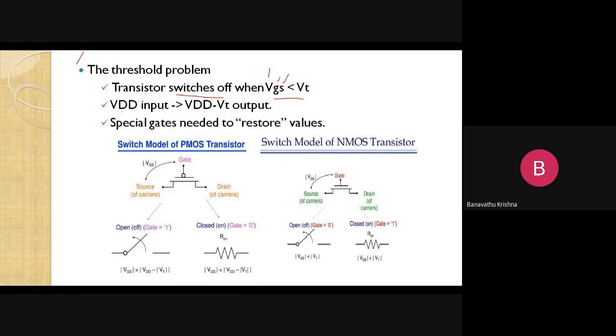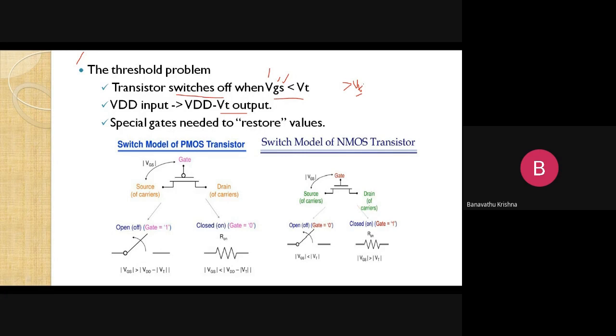So here VDD is the input, and VDD minus VT is the output. So this is the problem of output here. Our applied voltage is less than VT, which means the transistor is going to be switched off, right? When the input voltage is greater than VT, only then is the device going to change its conducting property. It is going to be a closed switch, right?